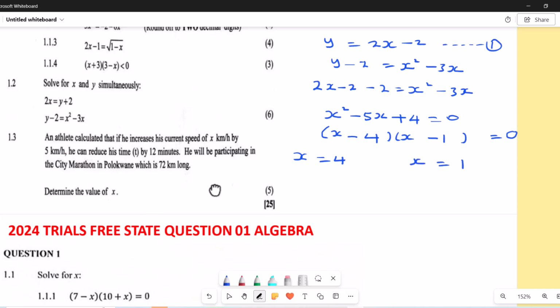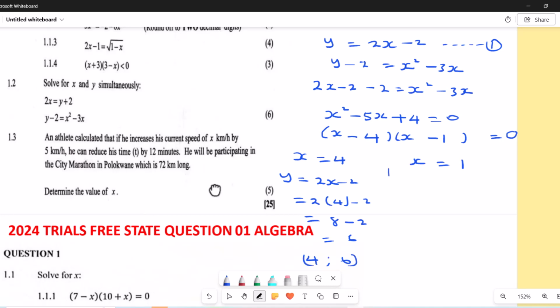So what about the y value? I'm going to use y equals 2x minus 2. My x is 4, so 2 multiplied by 4, then minus 2. 2 times 4 is 8, then minus 2 gives me 6. So in other words, I've got (4, 6). That's part of the solution.